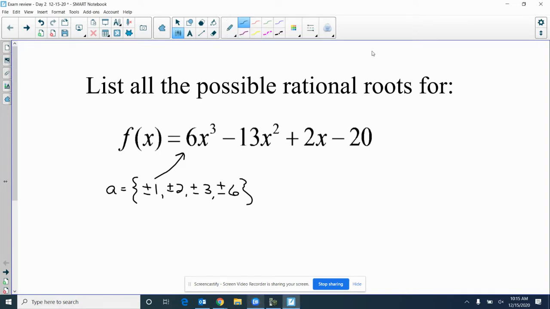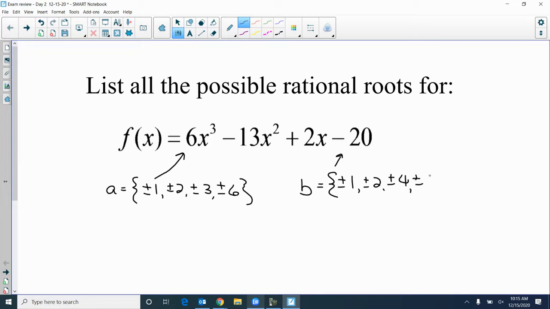All right, so now once you get the A's for this one, we just started this first problem. Those who just came in: you want to find the B's, which are the constants, all the factors of the constant. Now this one has a few: 1, 2, 4, 5, 10, and then 20. Now the possible roots are B over N. Every factor of B divided by every factor of N.